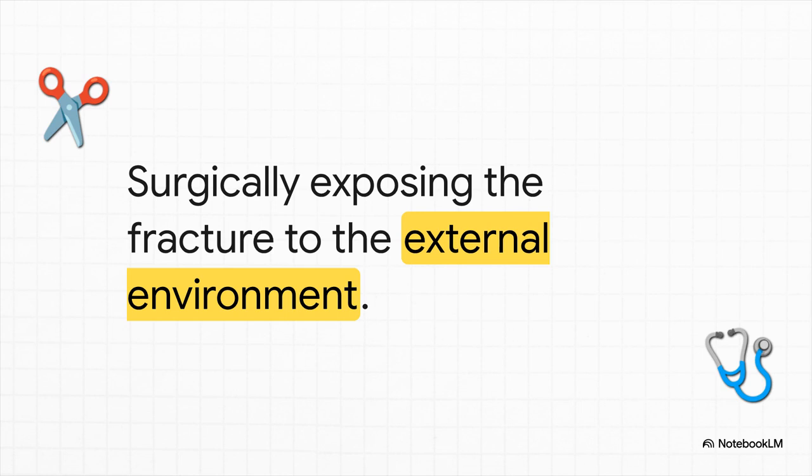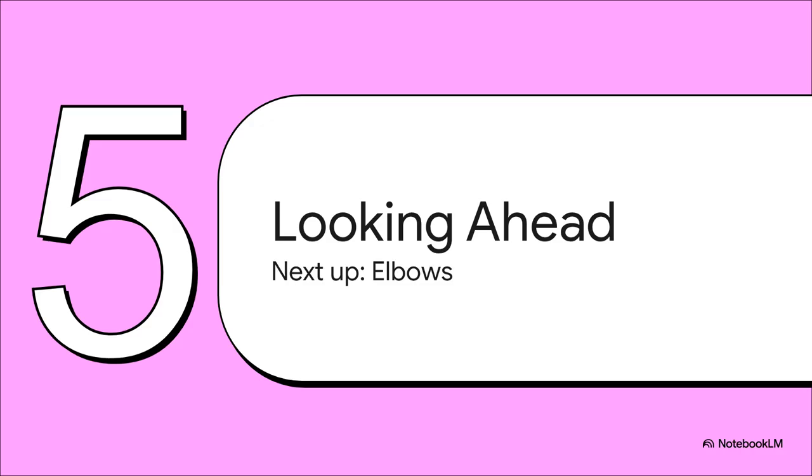Let's make this super simple. Open treatment means the surgeon literally took a scalpel, sliced the skin wide open, and exposed that shattered bone to the room air. For instance, if someone shatters their collarbone and the surgeon cuts the shoulder open, lays down a heavy-duty titanium plate across the break, and drills multiple screws into the bone to hold it all together, that is open treatment with internal fixation. But if they just pop the arm into a sling without cutting the skin, that is closed treatment. And finally, Section 5, looking ahead to elbows.